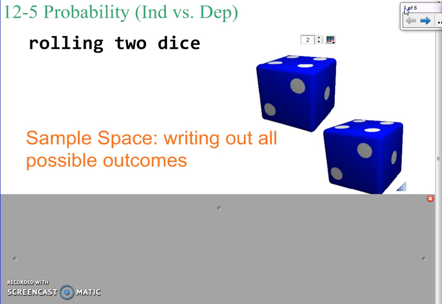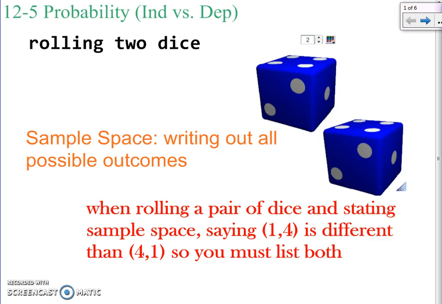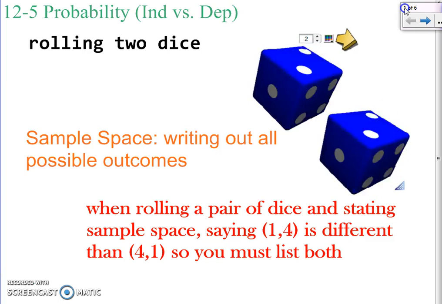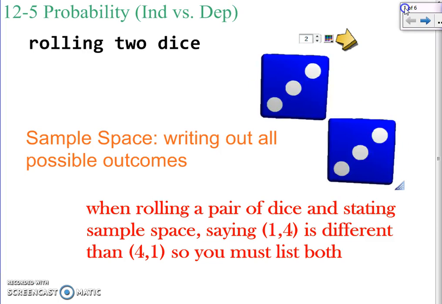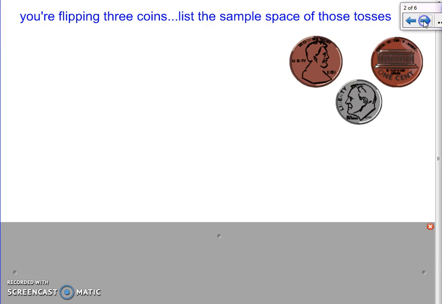Okay, so if we're rolling 2 dice, we could get 4 and 4, we get 4 and 1, you get 3 and 2, all of those different options. Okay, so listing every single option is called the sample space. Okay, so getting a 1 and then a 4 is different than a 4 and then a 1.